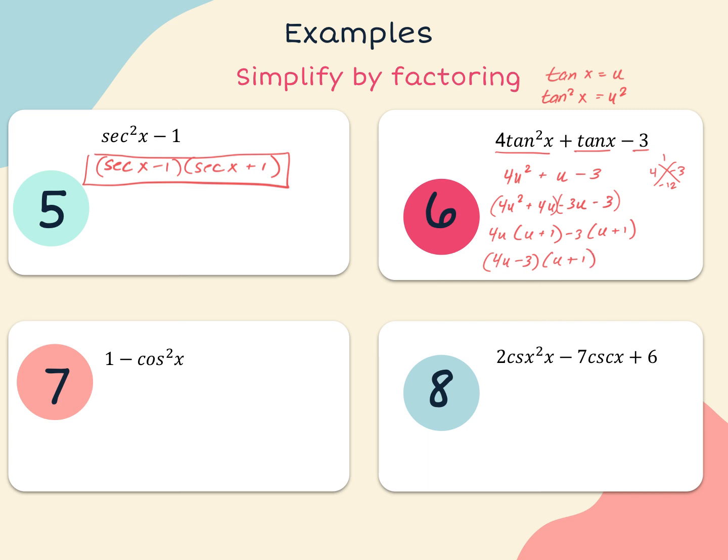Now, all I need to do is switch back from my u's. I need to swap back in the tangent of x. So 4 tangent of x minus 3 times, again, u, which is tangent of x, plus 1. And this is fully simplified, okay?